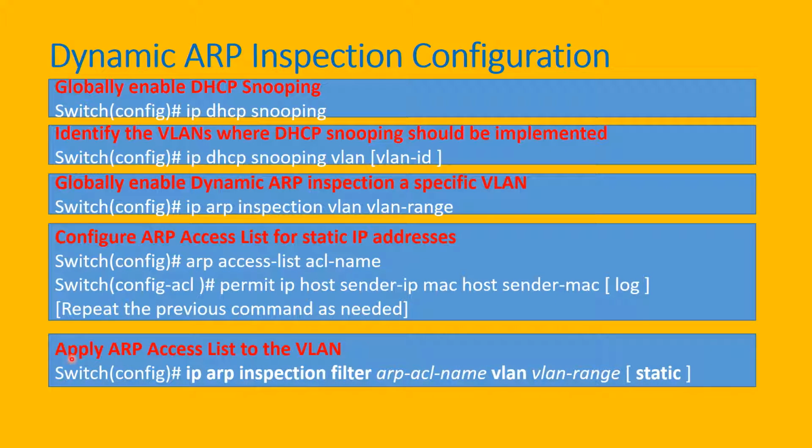After that, you can apply the ARP access list to the VLAN, and the command is ip arp inspection filter, and then you put in the ARP access list name that you configured in this step, and then vlan, and then you provide the VLAN range. As you know, the switch will first check with the ARP access list, and if it doesn't find a match, it will move on to check the DHCP snooping database. However, if you put in the static keyword over here, it will stop here and skip checking the DHCP snooping database.